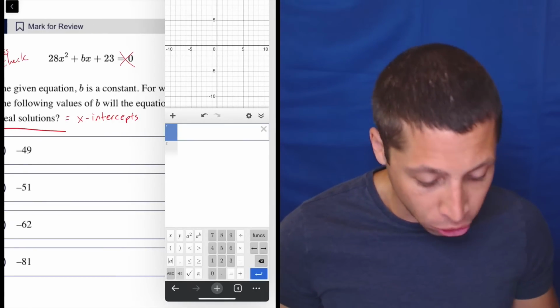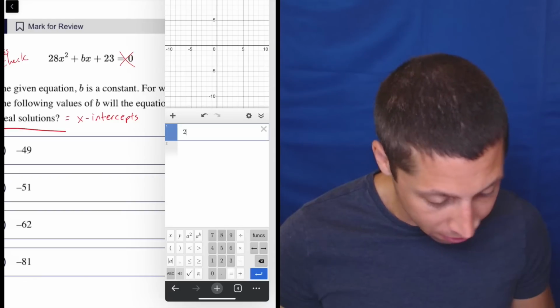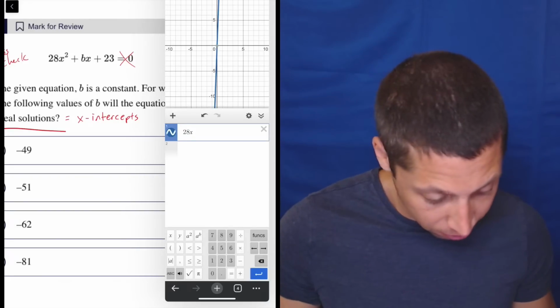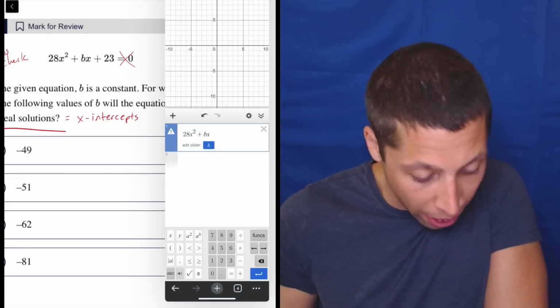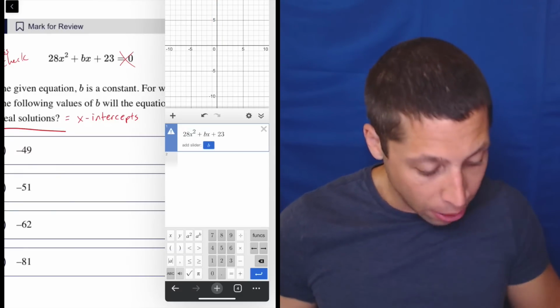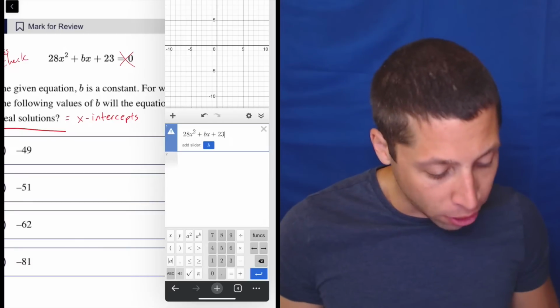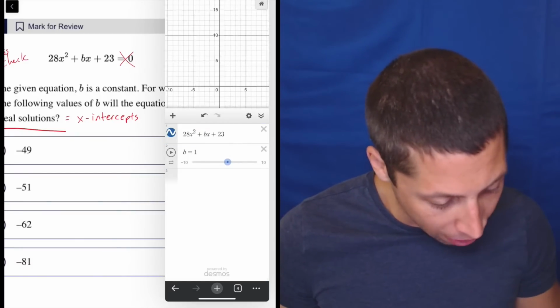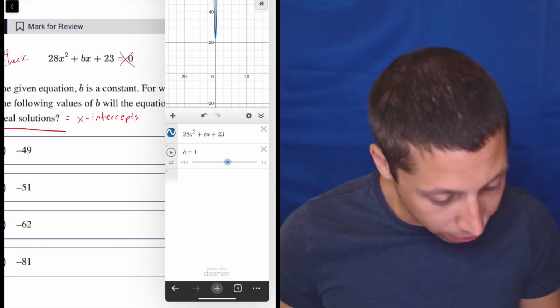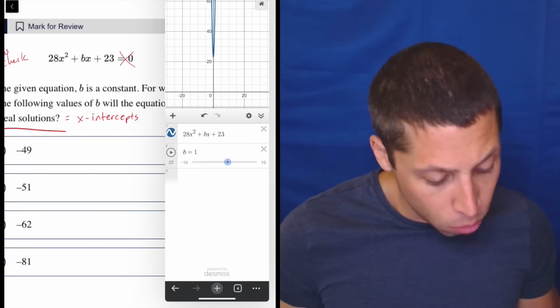So just to show you here, we're going to do 28x² plus bx plus 23. And you see, I'm going to leave off the end, and it's going to give me the option of a slider. And when I do, it's going to give me a parabola. I just don't know where it is. Up there it is, right? So it's all the way up there. So what should we do?